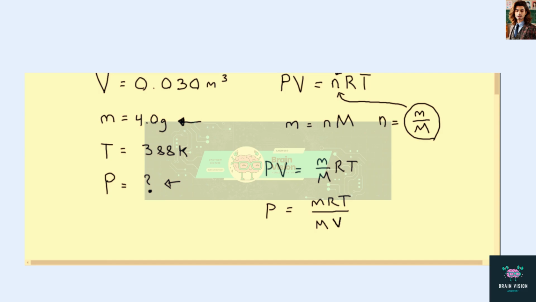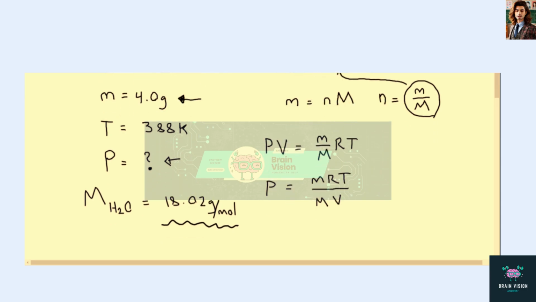So let's go look up the molar mass for water vapor, which the value I will be using here that I found is 18.02 grams per mole. So we can go ahead and keep this in grams because the grams in the molar mass will cancel out with the grams in our mass here.